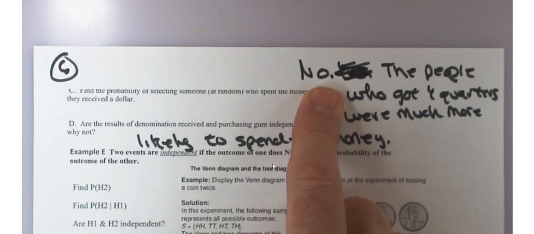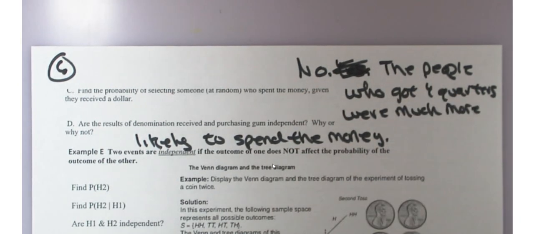Because if you got 4 quarters, you're more likely. It changes your probability of wanting to spend it. If you got $1, you're like, nah, I think I'll keep that. But if you got 4 quarters, like, who cares? A couple quarters doesn't matter as much. So it changes the probability. I keep getting independent and dependent mixed up. Well, and then there's mutually exclusive as well. So there's a lot to keep track of.